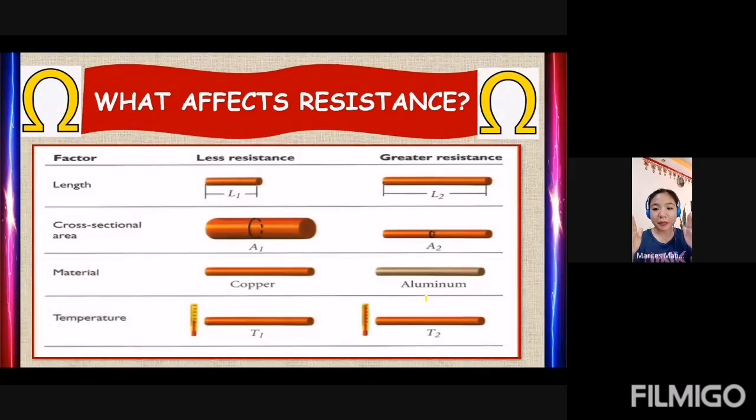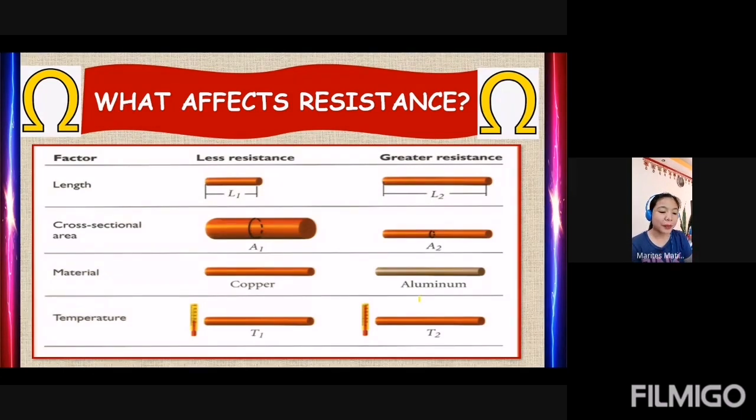Pag mas mahaba, mas greater yung kanyang resistance. Okay? Next, yung ating cross-section area, yung diameter niya. So, pag mas mataba, mas less yung kanyang resistance. Pag mas manipis, mas greater yung resistance.